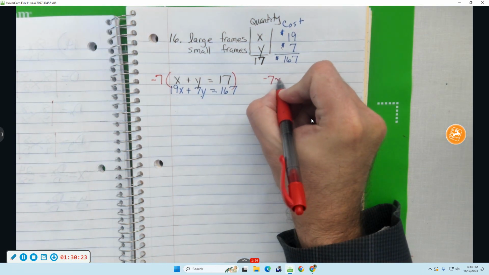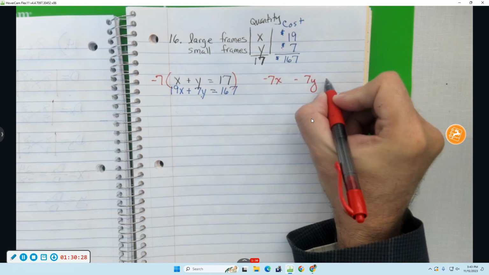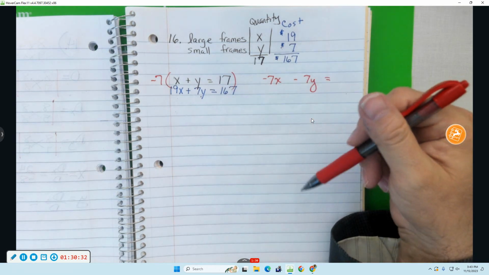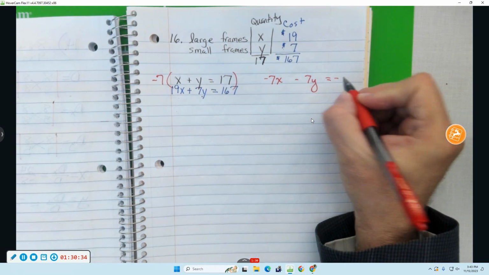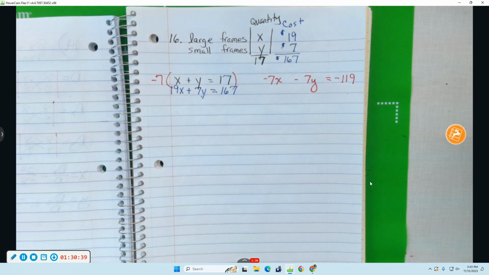Why are we doing this? Because now I think we can eliminate those y's. Let's see, what's 17 times 7? Is it 119? Yeah, it'd be 70 plus 49, so negative 119. Might be a good idea.